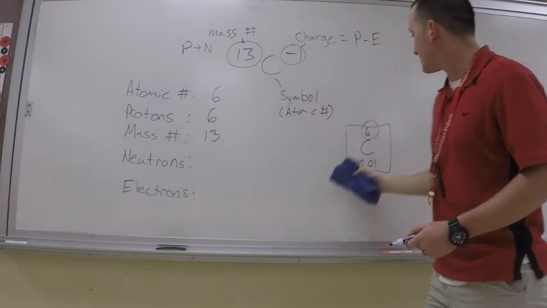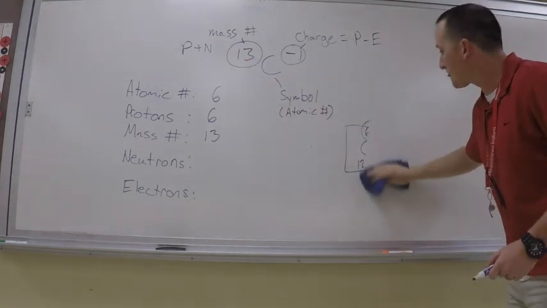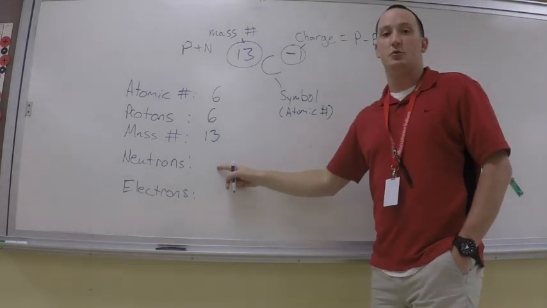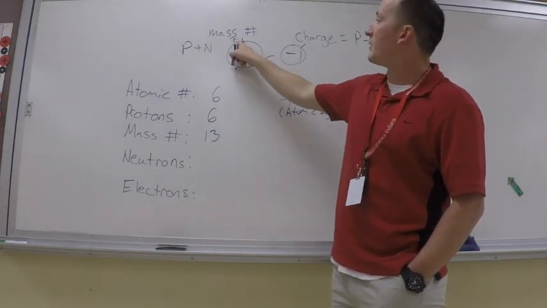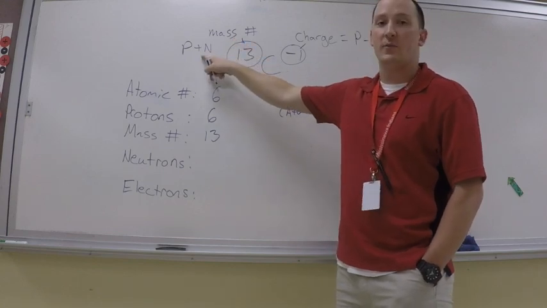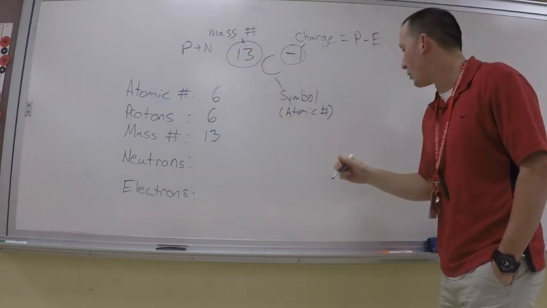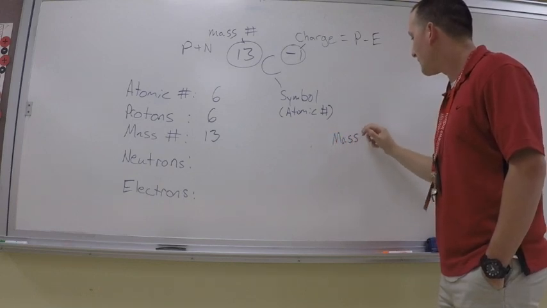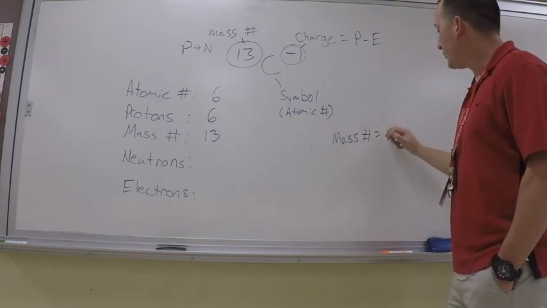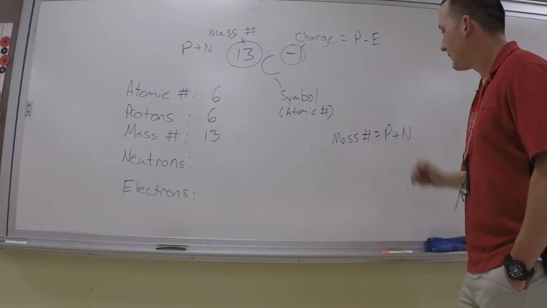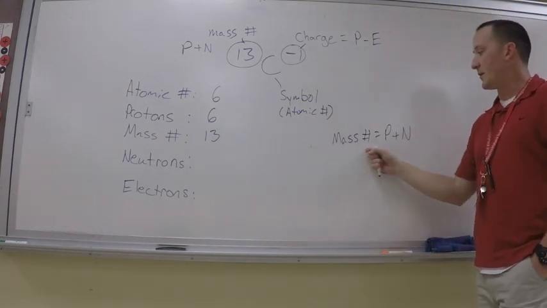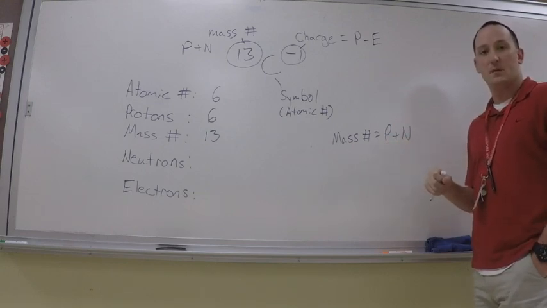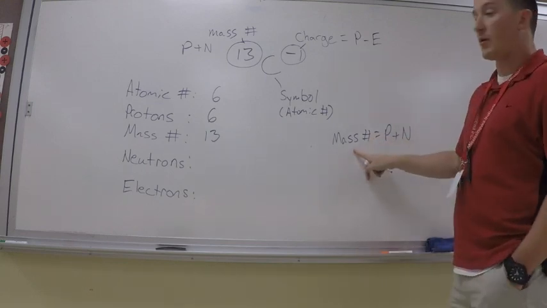Okay, so I'm going to erase this real quick. And I'm going to show you how we find neutrons. So I told you that mass number is the same thing as protons plus neutrons. So I'm going to write a really simple equation, and that is mass number is equal to P plus N. What that means is to get my mass number, I'm going to take my protons and add my neutrons to them.